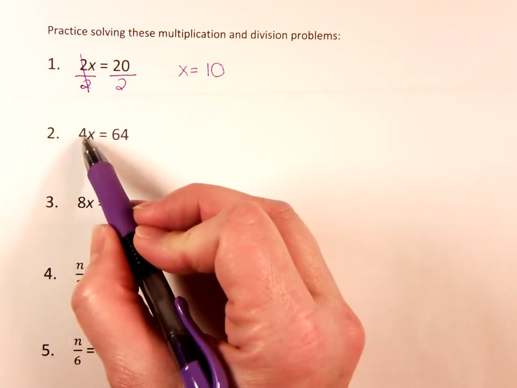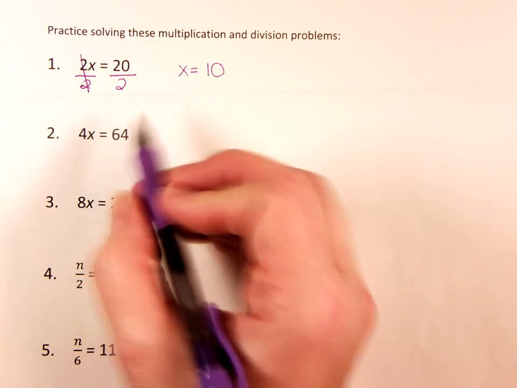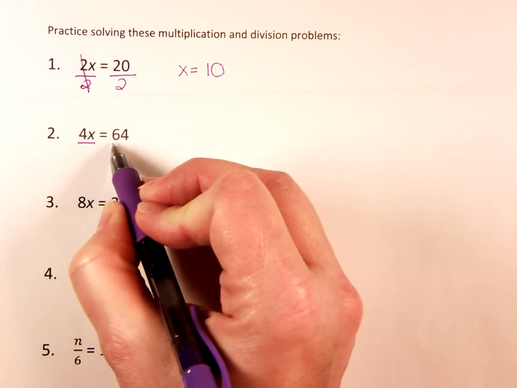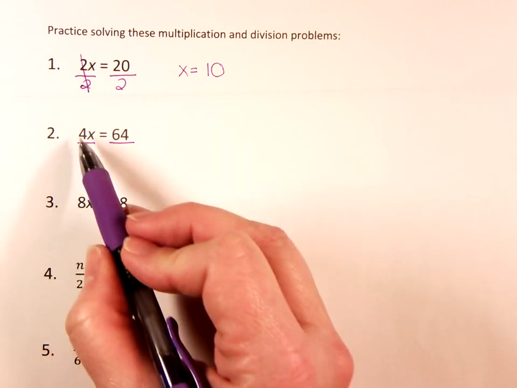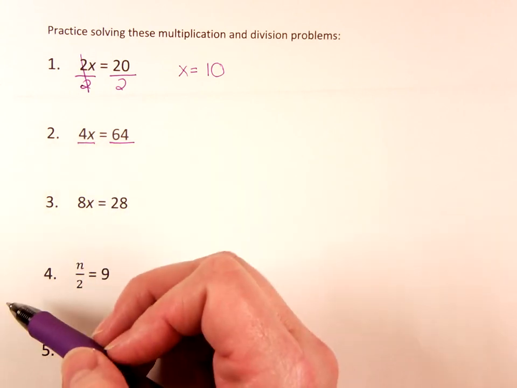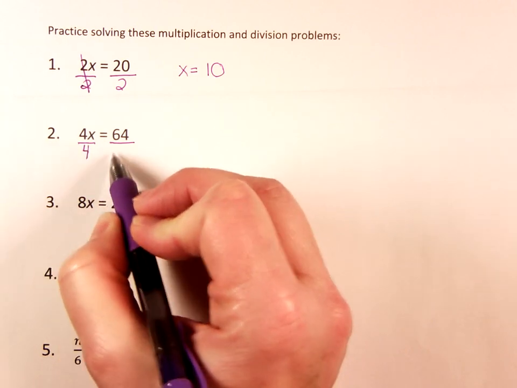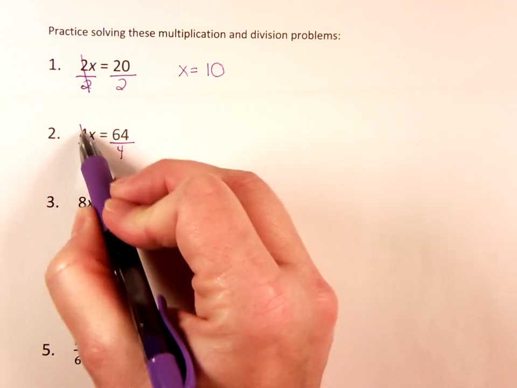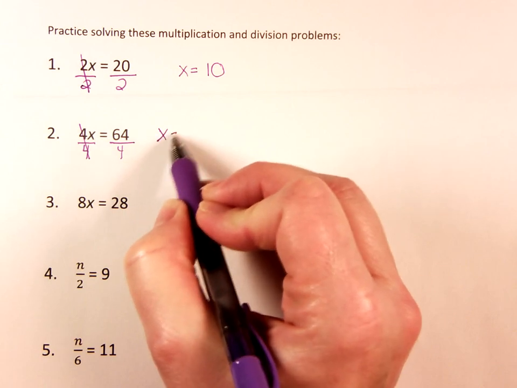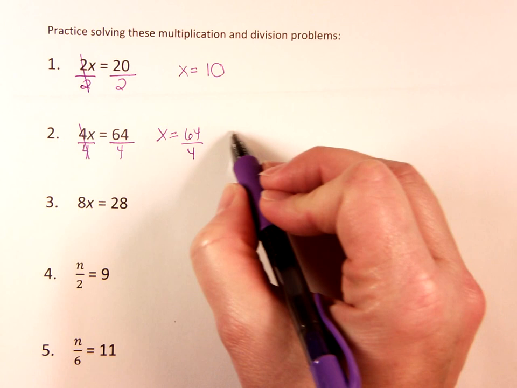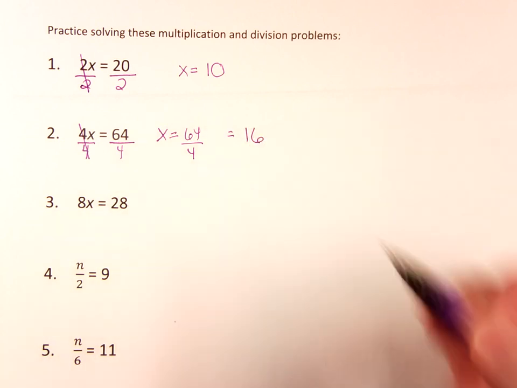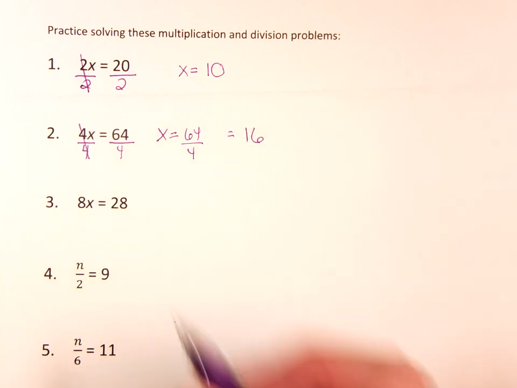Same thing here. 4 times x. The opposite then is division. Do I choose the 4 or the 64? That's right. Again, that was very deliberate because now these cancel out. I have x equals, what is 64 divided by 4? 16? Good. Nice.